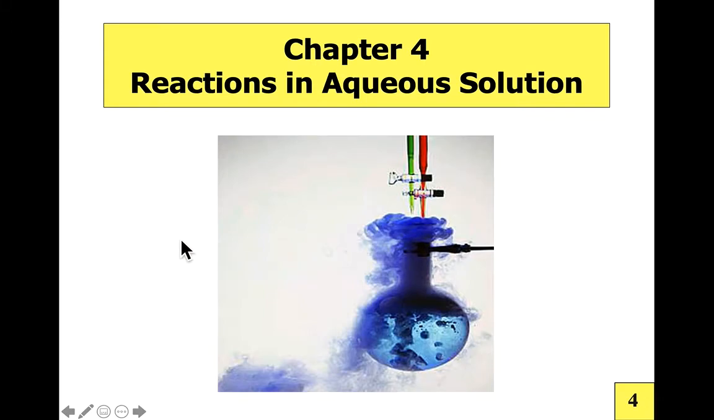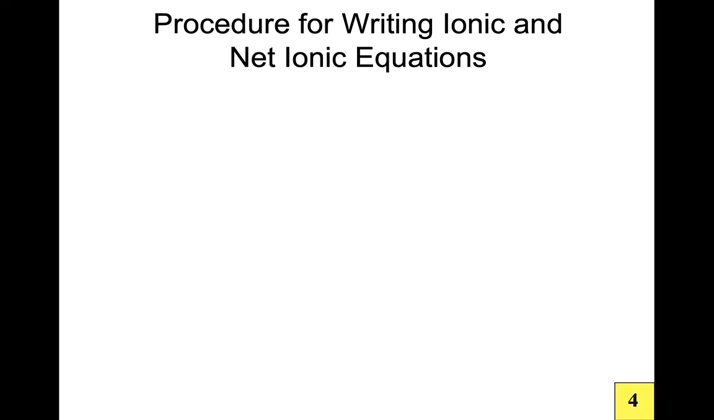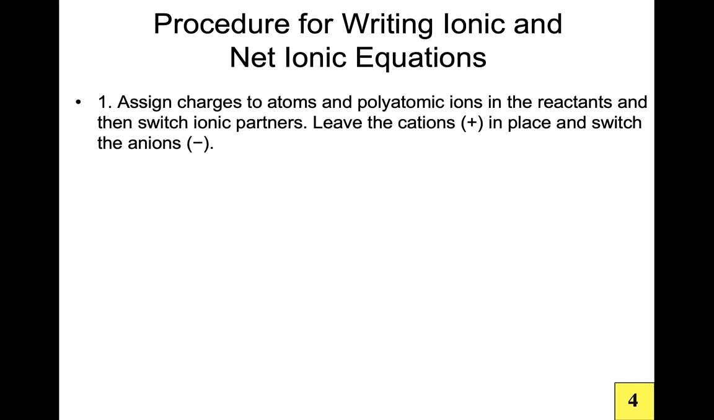All right, now we'll talk about Chapter 4, Reactions in Aqueous Solution. One of the first parts that we talked about here was the procedure for writing ionic and net ionic equations. And so you'll assign charges to atoms and polyatomic ions in the reactants, and then switch the ionic partners. In general, I find it easiest to leave the cations, which come first, in place and switch out the anions.